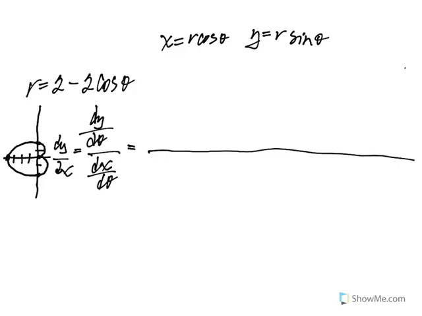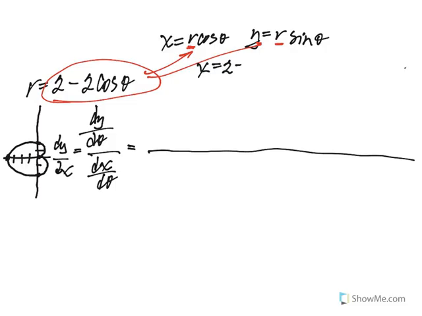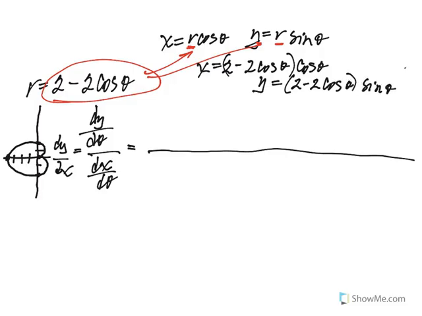I don't have that here. I've got these bothersome r's in both of these cases. How do I get rid of the r's? Right here, I can take those r's and plug them into both, which is going to give me x equal to 2 minus 2 cosine theta times the cosine of theta, and y equal to 2 minus 2 cosine theta times the sine of theta. I'm going to use those two instead. So these are gone.